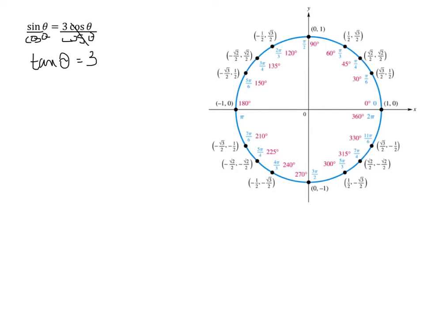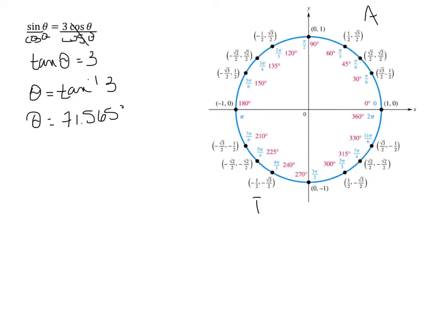The first thing I'll do is look on my unit circle to see if I can find any tangent equal to 3. In this case I can't, so I will put this into my calculator. Theta is equal to the inverse tangent of 3. When I enter that, I'm going to get a value for theta. That is 71.565 degrees. The thing is, tangent is positive in 2 quadrants.